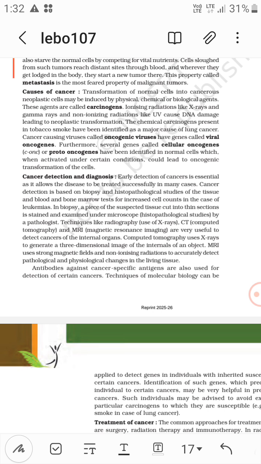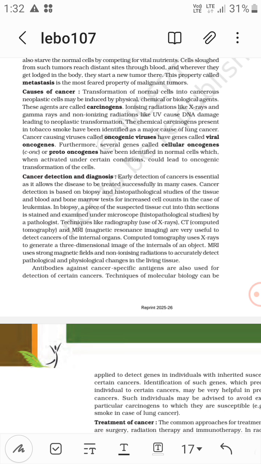Computed tomography uses X-rays to generate a three-dimensional image of the internals of an object. Okay, MRI uses strong magnetic fields and non-ionizing radiations to accurately detect pathological and physiological changes in the living system.